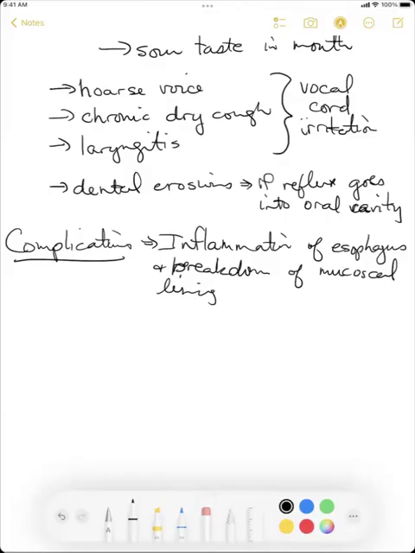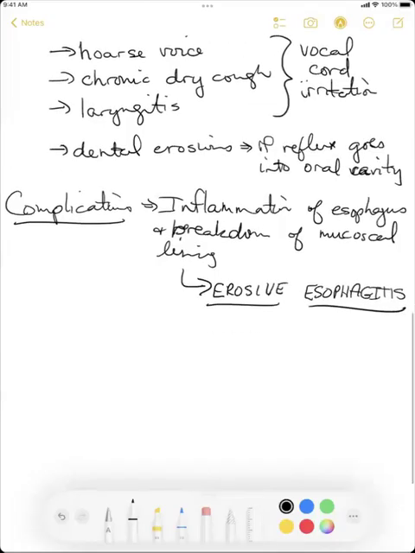This condition, when there's inflammation and breakdown of the esophageal lining, anytime you have inflammation in any part of the body, we use the suffix -itis. So because it's in the esophagus, we often call it esophagitis. But there's a qualifying word in front of it. Because there is breakdown of the mucosal surface as well, we call it erosive esophagitis.